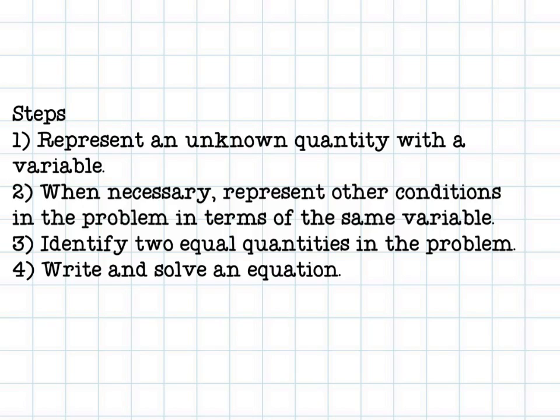So step number 1 is represent any unknown quantity with a variable. You may pick whichever letter you would like, but make sure you're consistent with the letter that you pick. Number 2, when necessary, represent other conditions in the problem in terms of the same variable. So if there is more than one thing that you are looking for, make sure that you use the same letter every single time. Number 3, identify two equal quantities in the problem. The only way to set up an equation is to have two equal quantities. And number 4, write and solve an equation.